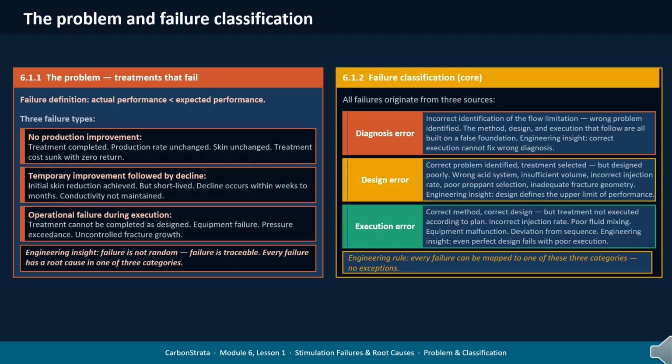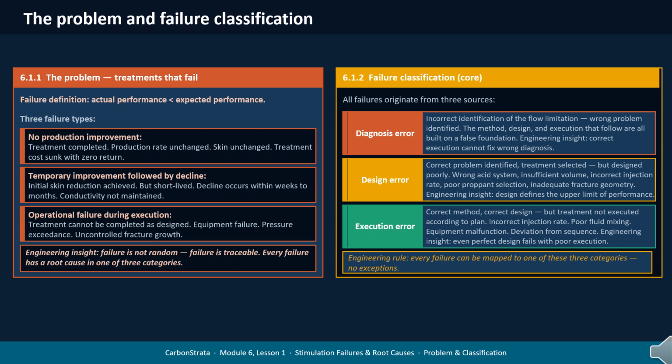Performance decreases over time. Operational failure during execution. Treatment cannot be completed. Pressure limits are exceeded, or equipment fails. Designed volume is not delivered. Now define implication. Observed failure pattern indicates where to look for the cause.